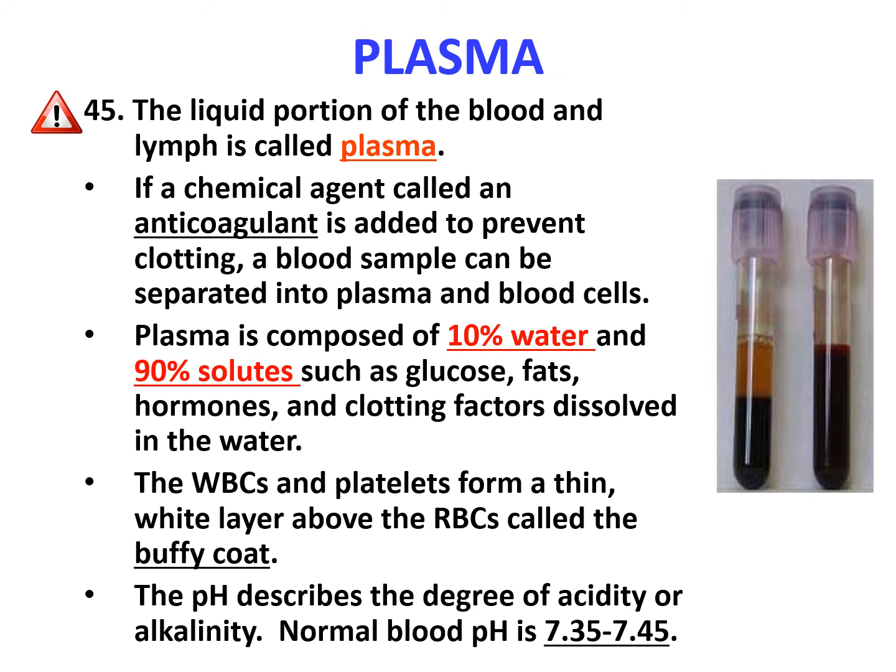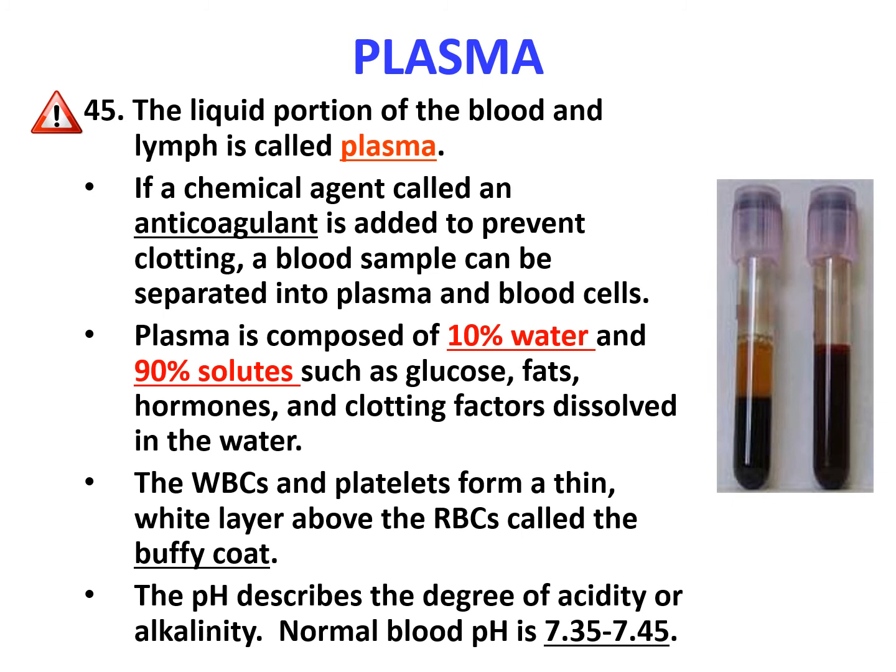So in that plasma, it's 90% water, and then it's 10% solutes. And those solutes are things like glucose, fats, hormones, clotting factors, and all those things are dissolved in that water, okay? The WBCs and platelets form a really thin white layer right above the RBCs when it's spun down, and we call that the buffy coat. So you've got the plasma, then you've got that little thin white layer, which is your WBCs and your platelets. It's called the buffy coat. Then right under that, it would be our cells that are packed down, right?